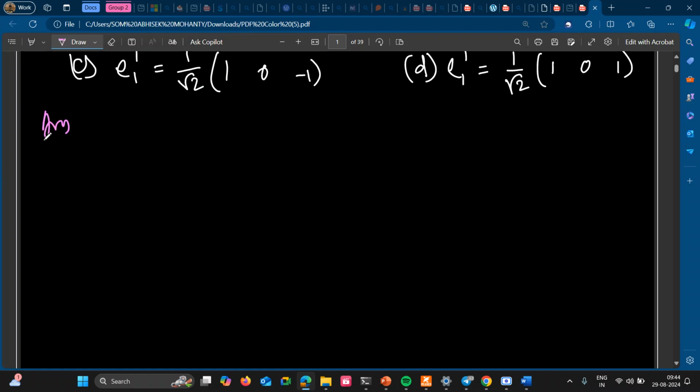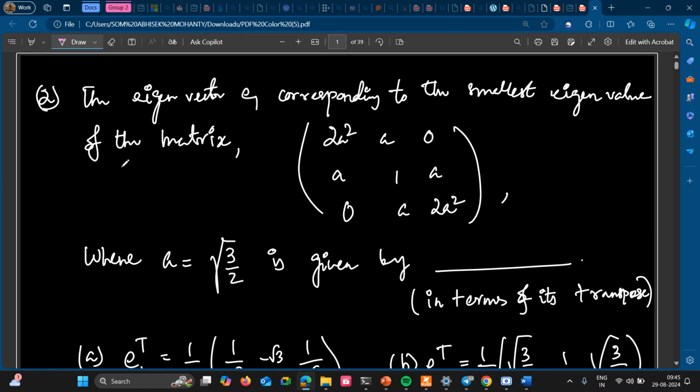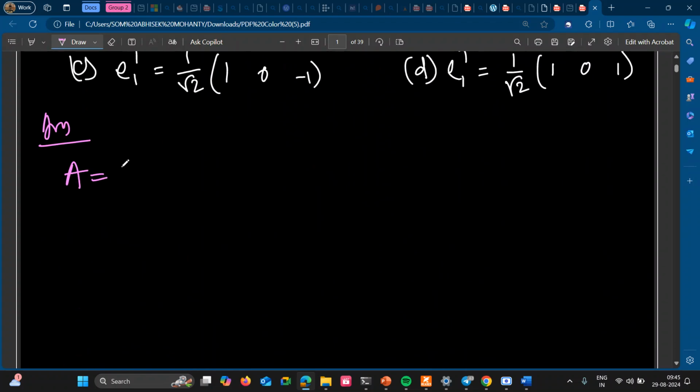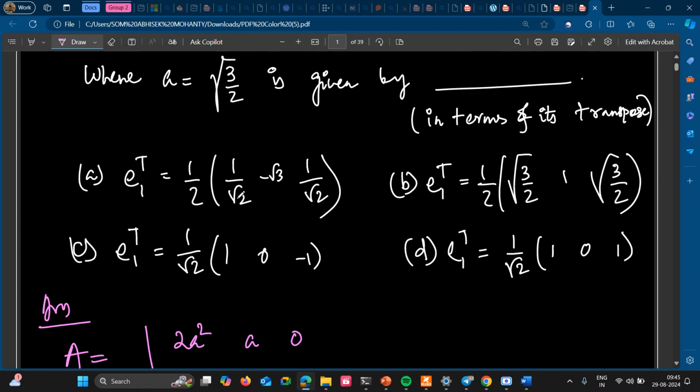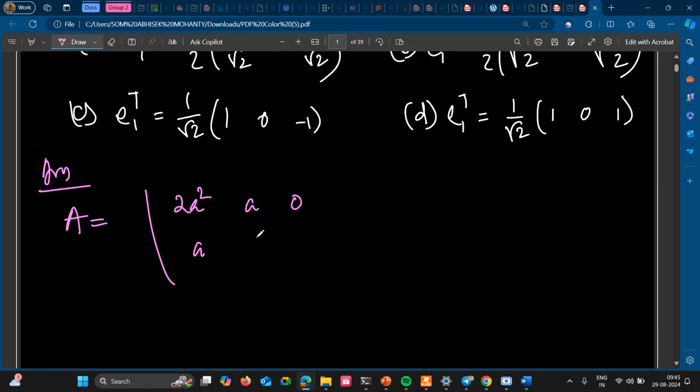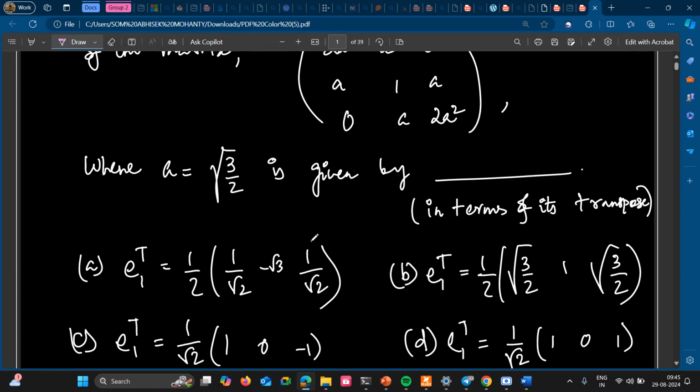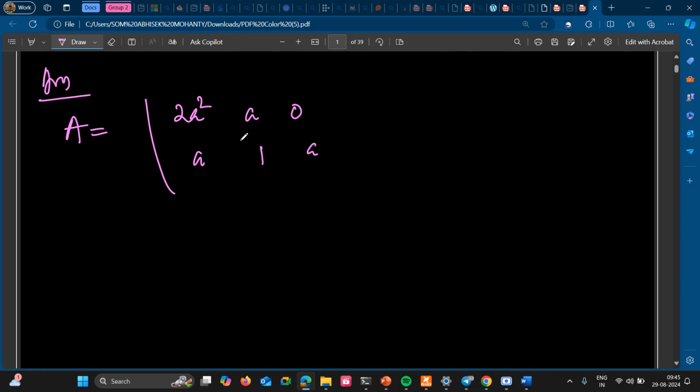The matrix, suppose the matrix is A. A is equal to 2a square, a, 0; a, 1, a; 0, a, 2a square. This is the matrix. Okay. So the smallest eigenvalue. That means let's calculate the eigenvalue first. So the eigenvalue equation we know: determinant of A minus lambda I is equal to 0. Right.